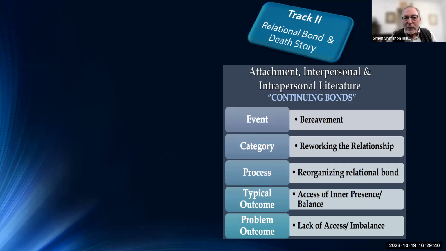And the death story is what we try to understand: how the person died. This is very important because in cases of trauma, in cases of homicide, for example, and suicide, in cases of terror, how people died interferes with the ability to connect to the inner story, the inner connection and memories with the deceased. So that would be track 2.